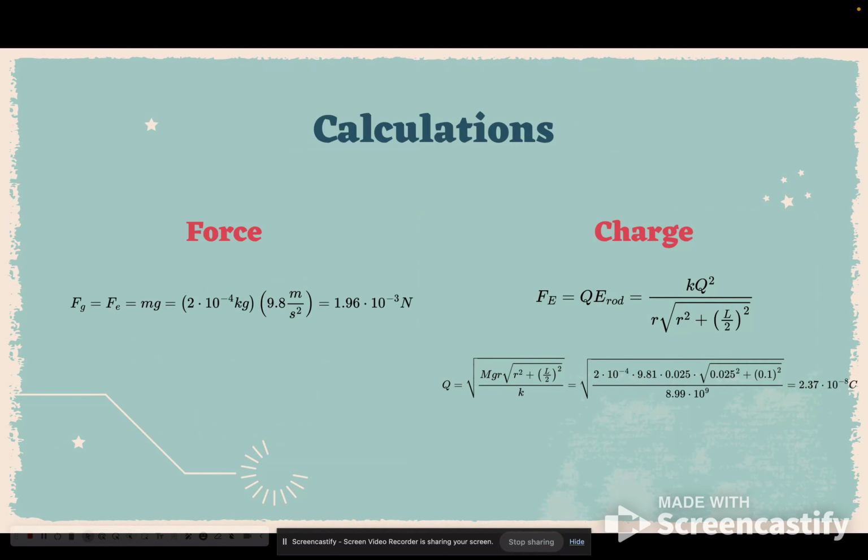For calculations, we used the force of gravity equals mg and used that to calculate 1.96 times 10 to the negative 3 newtons. And then for the charge, we used F equals QE equals kq squared over r times the square root of r squared plus (L over 2) squared. And then we use that to isolate q and solve for q, as we knew the other values already.